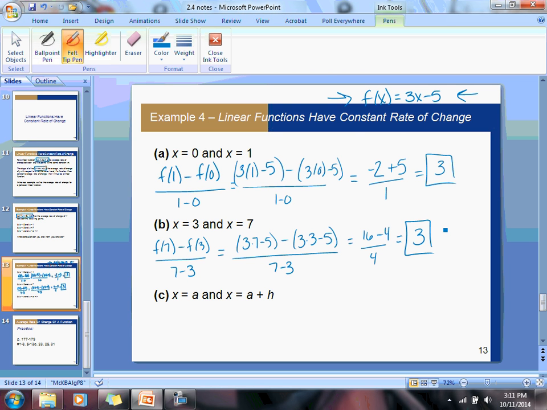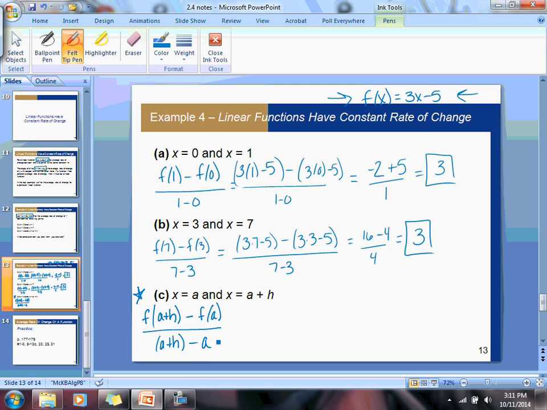Now part C is going to kind of prove our hypothesis because these aren't actual values. These are just arbitrary points. And this is where it gets a little tricky. I'm going to put a star by this one, but this is the level that you need to be able to work at. You need to be able to substitute variables into a function and simplify them. So I'm going to have f of a plus h minus f of a all over a plus h minus a.